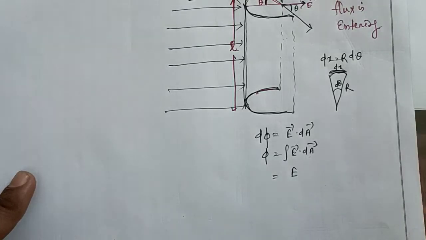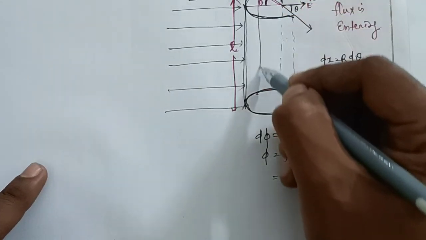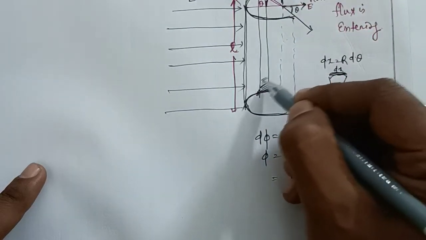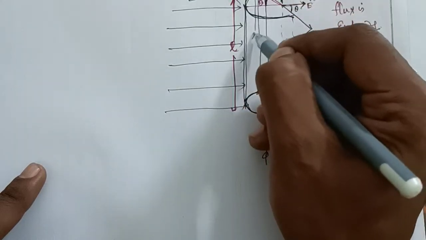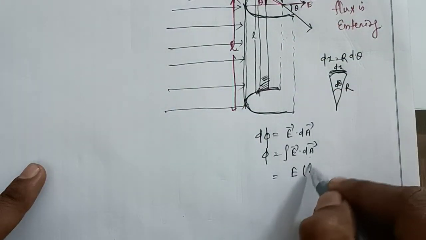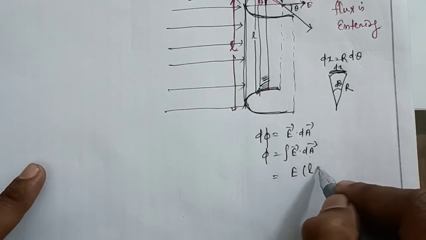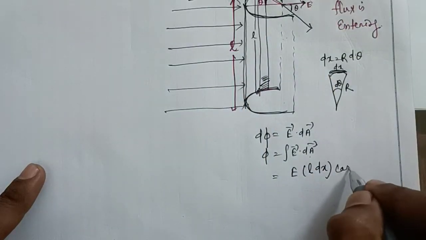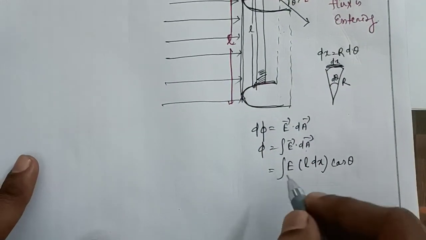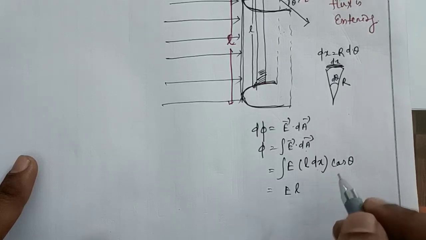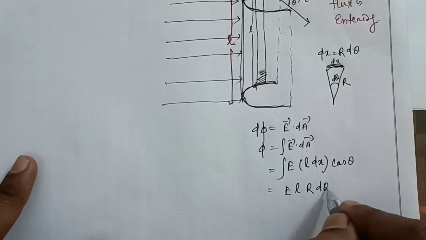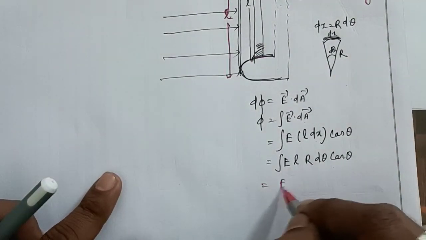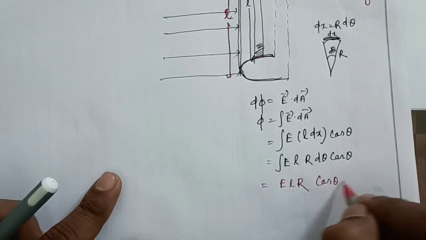What is my area? Area is nothing but length into thickness. This is my length, and this is my thickness. This is my dx, and this is my length. So I will write my length as L, and dx, and what is the angle? This is cos theta. This is the integration sign, and this is E, L, and dx can be written as r d theta cos theta. For a better arrangement, I write E, L, r outside, and this is cos theta d theta.